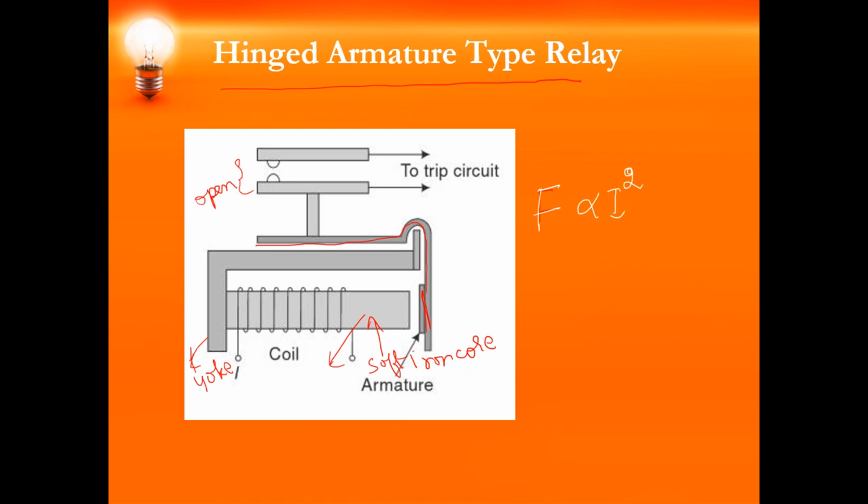This attractive force will increase as the armature approaches the poles of the electromagnet. So as it gets energized, it comes in close contact, wherein the trip relay contacts will get closed. Now this can be written as F is directly proportional to I square, or we write it as F equals K I square, where K is a constant.